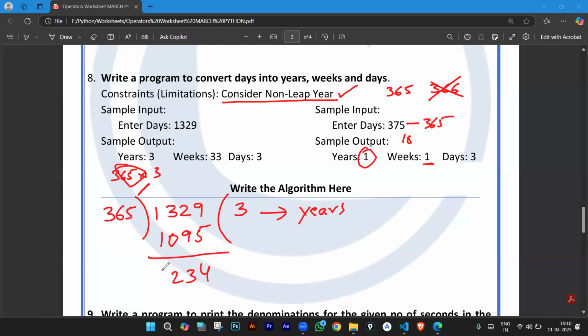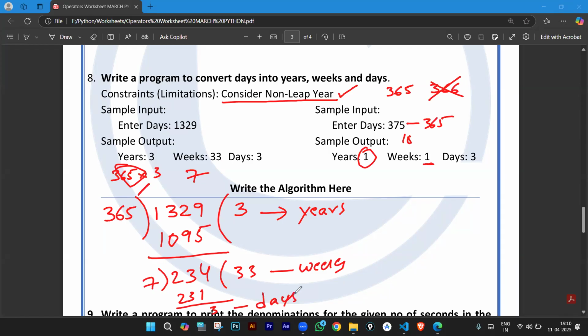Okay. So now we need to get the multiples of 7. So divide that with 7. Okay. So 7, how many is? 7 33s, you will have 231. And once you subtract it, you will have 3 days left. So we have 33 weeks and 3 days.